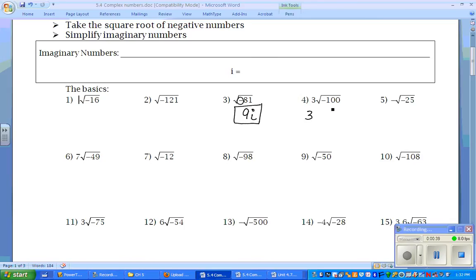If you have a coefficient, leave the 3, turn the negative into your imaginary. The square root of 100 is 10, so we simplify this to 30i.